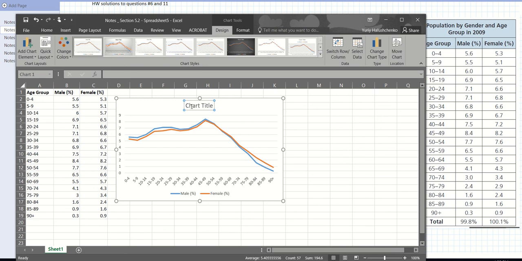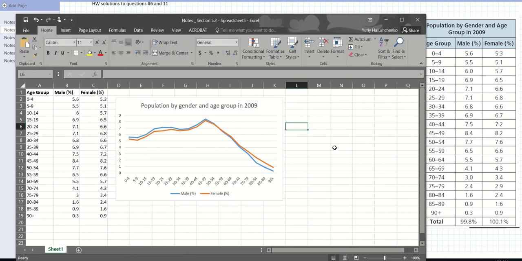Let's add the title. It is Population by Gender and Age Group in 2009. So this is the Canadian population about 10 years ago. That's our graph. As you can see, it's basically a line graph. The blue and red lines are male and female. And again, this is in percentages.